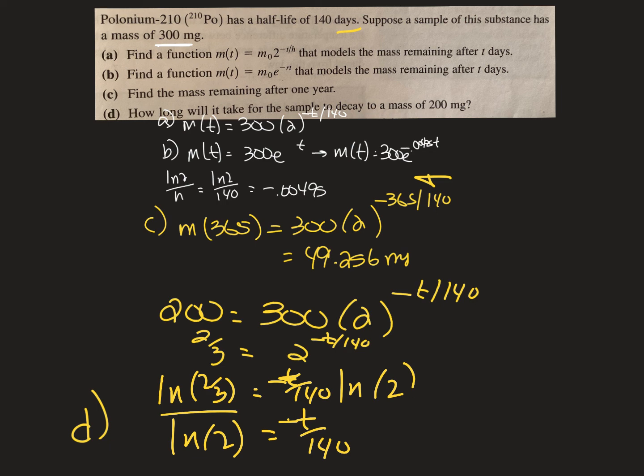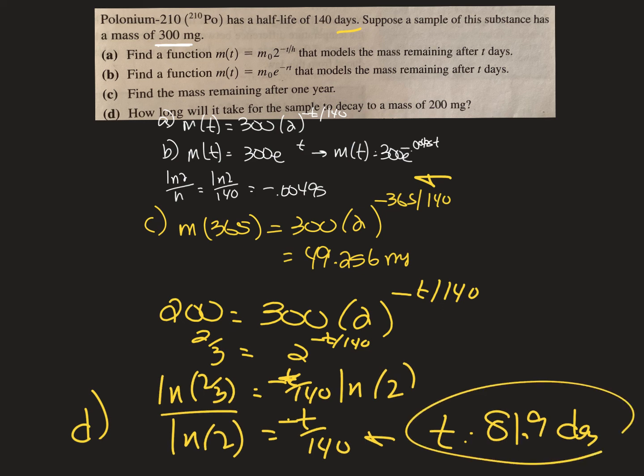Somebody came in the room. I'm not sure where I was there. So I'm just going to finish this real quick. I'm punching in natural log 2/3 divided by natural log 2, and then times negative 140, because that's going to give me my final answer here. When I punch all that in, I'm getting 81.9. That's how long it would take, and again, this is in days. It's going to take almost 82 days for it to decrease from 300 to 200 milligrams.